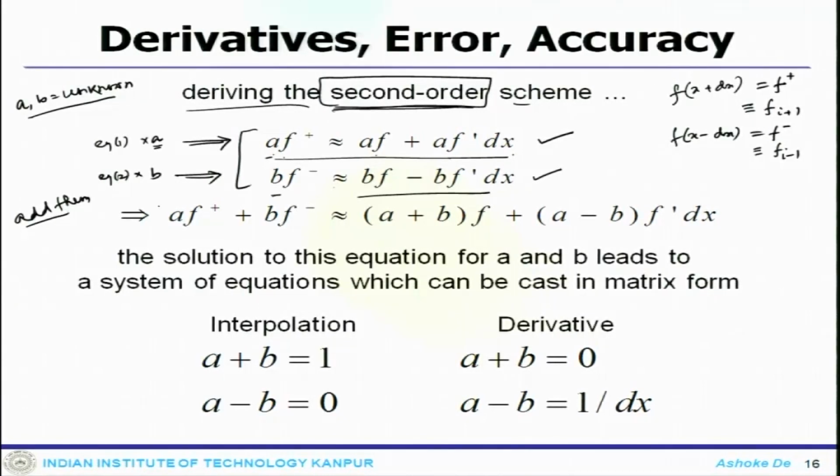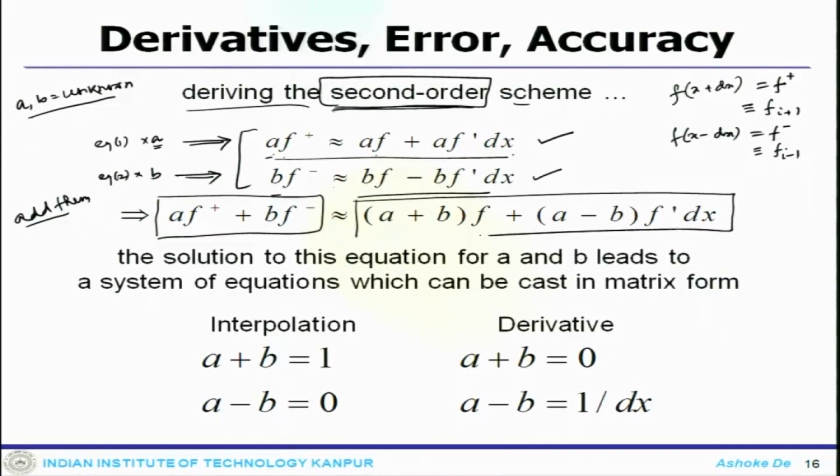If you add them, on the left hand side you get this expression A f plus plus B f minus, which is equivalent or approximated as A plus B f and A minus B f prime dx. So, this is what you get at the right hand side, okay, and this is what you get at the left hand side.